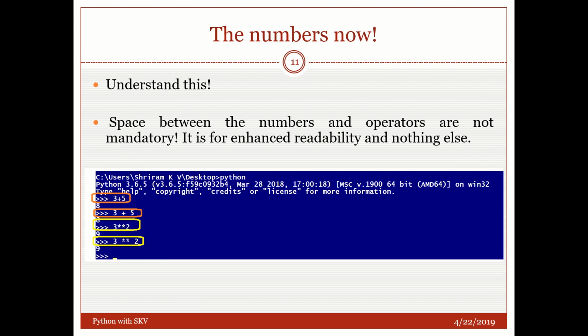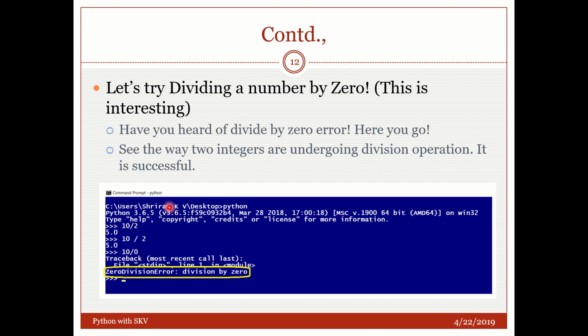We need to play some number games now. Let's understand the numbers. You can see here 3 without space plus without space 5. It gives me 8. 3 space plus space 5. It gives me 8. So the space is immaterial. I can use the space or not. It is absolutely up to me. There is no problem. And it is absolutely okay with Python to have or not have the space. Spacing constraints are not there.